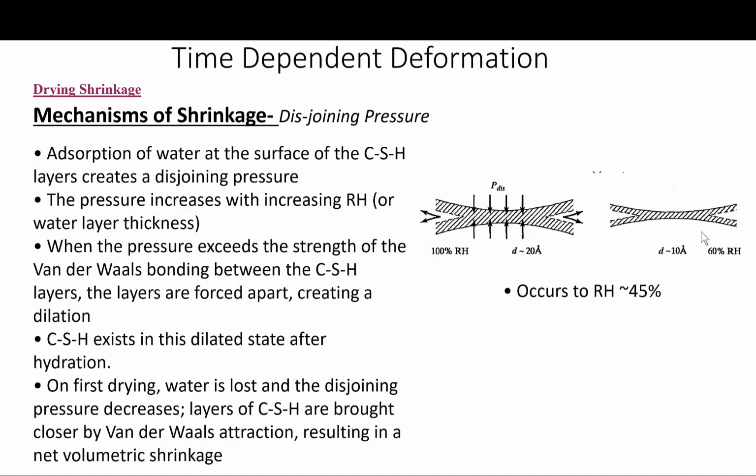So disjoining pressure is only a significant factor to about 45% relative humidity, okay? And it shows a relative humidity dependency similar to capillary stress. That's what you need to remember, okay? So as you can see here, the mechanisms of the dilation, and then what happens when the relative humidity decreases and the volume contraction occurs.